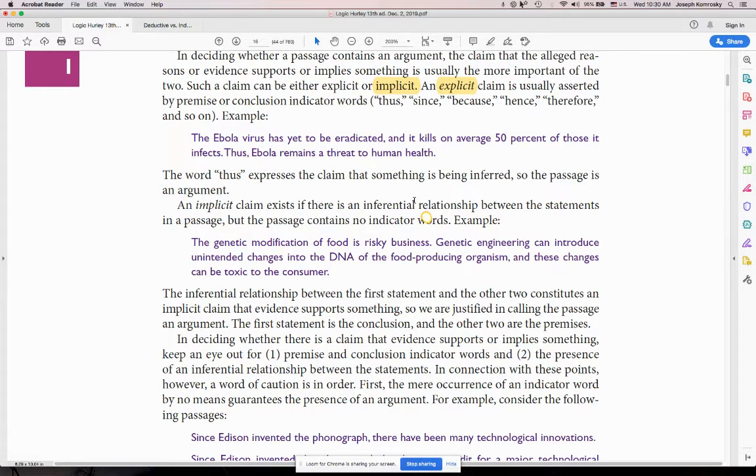It means your reasoning process proceeds from one to the next in a smooth manner, you might say. What does it mean by implicit? Well, it just means there's no trigger words. So there's no thus, therefore, since, because, but it's still an argument.